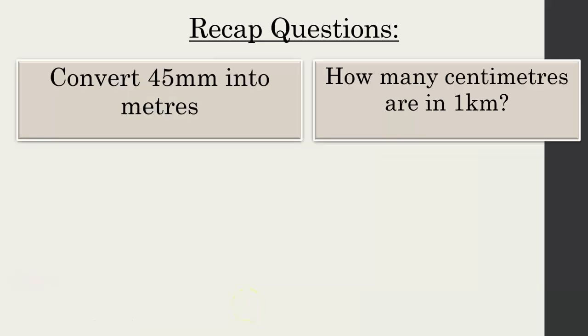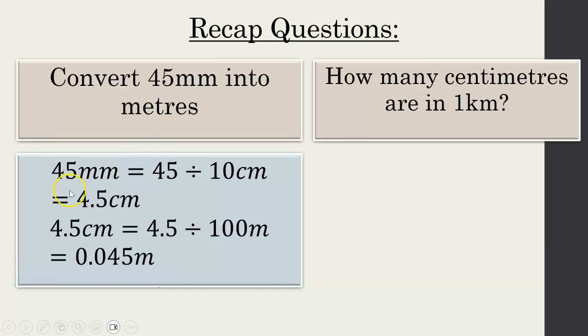Okay, here are some recap questions, so you can do them. So convert 45 millimeters into meters. Well, the thing is, how many meters are in 45 millimeters? Well, there's actually less than 1 meter. Think about it. 45 millimeters is tiny. So first I'm going to convert it to centimeters. So 45 millimeters, well, 10 millimeters is 1 centimeter. So 45 divided by 10, well, that would be 4.5 centimeters.